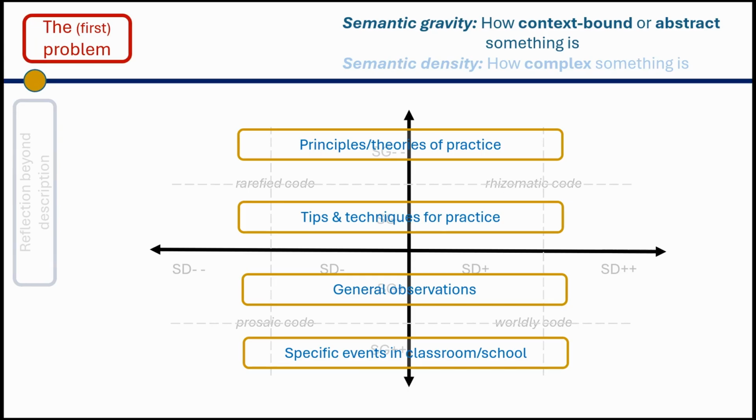So when the semantic gravity is very strong at the bottom of the semantic plane, the student teachers are referring to specific events in the specific classroom or school that they find themselves in when they're writing their reflection. When it's still relatively strong but a little bit weaker, they make general observations about teaching. When it's relatively weak but not super weak, they propose or draw on tips for practice. And when it's very weak at the top of the semantic plane, they are drawing on principles or theories of practice that operate outside of a particular teaching context. So it's quite abstract.